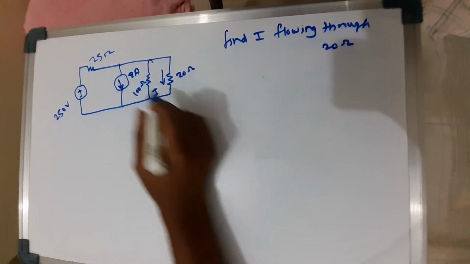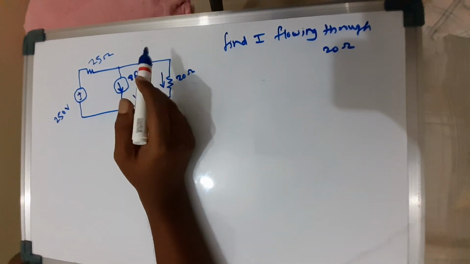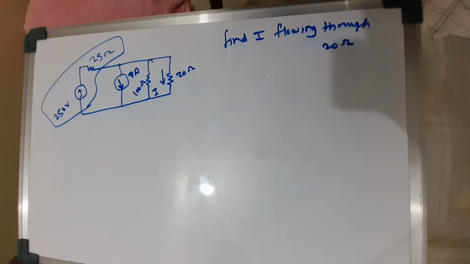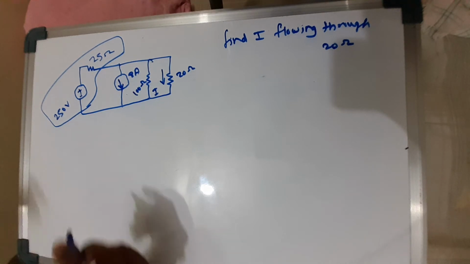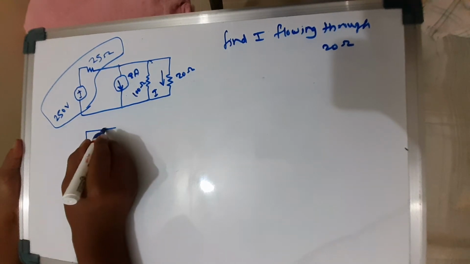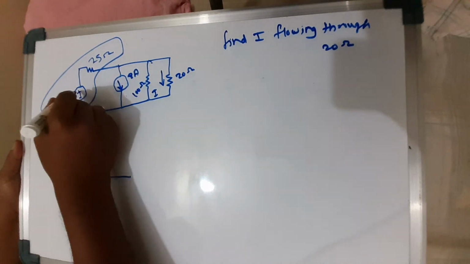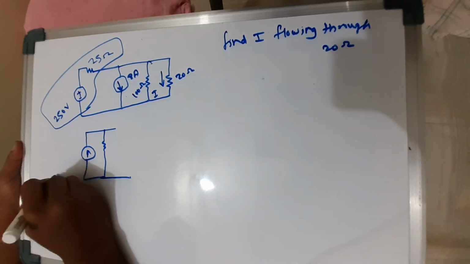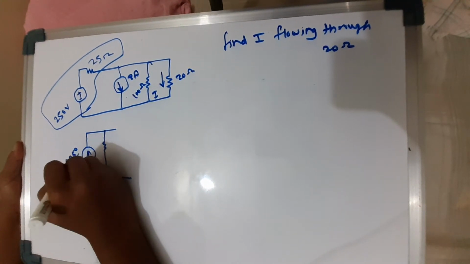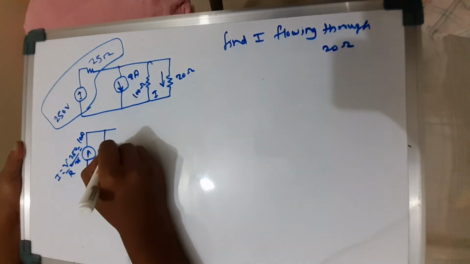Now we will just check it here, the voltage source in series with resistance, current source in parallel. So don't change this one. Start from this side. This voltage source along with series resistance will be converted into a current source along with parallel resistance. So just check the polarity, plus minus. So it will be like this, I equal to V by R, that is 250 divided by 25, that is 10 ampere. So resistance will be as it is.